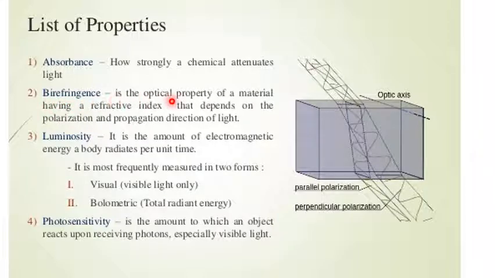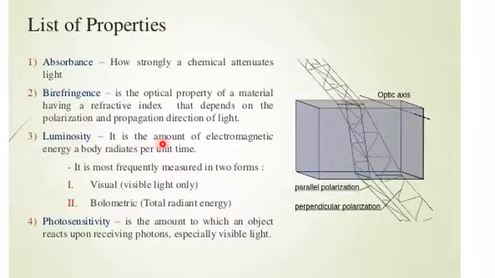Birefringence is the optical property of a material having a refractive index that depends on the polarization and propagation direction of light. So when a material has a refractive index, and this refractive index depends on the polarization and propagation direction of light, then this property is called birefringence.